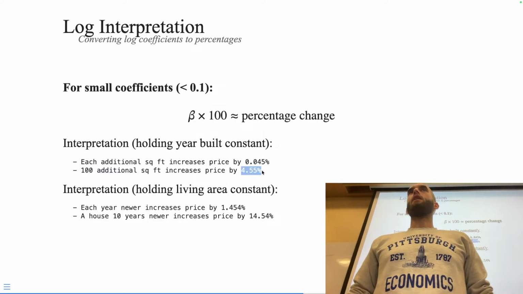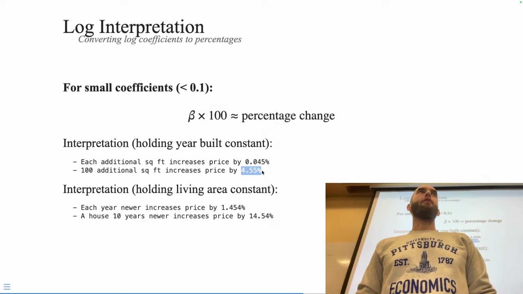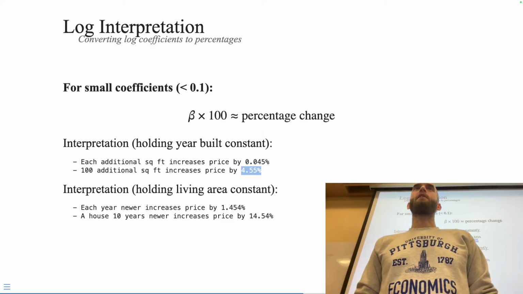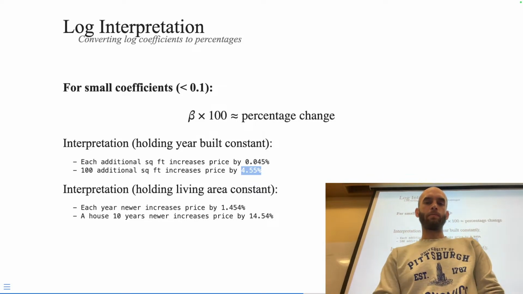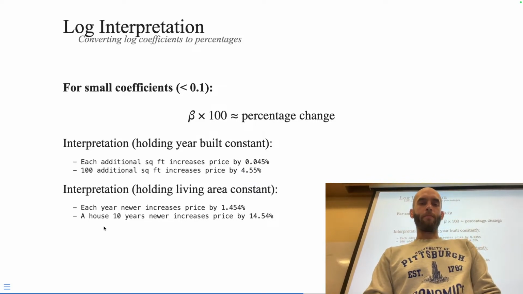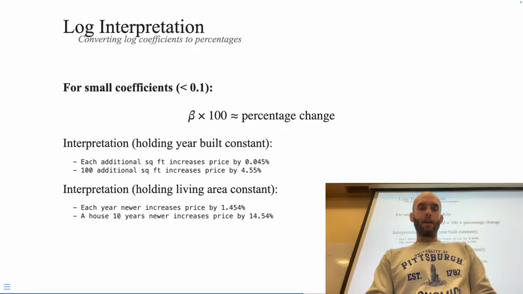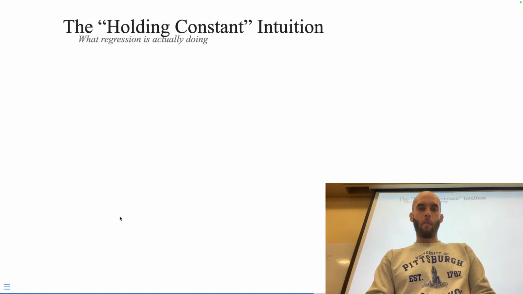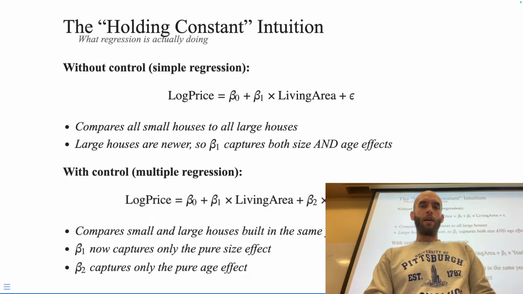So if you increase your house size by 100 square feet, the price of your house is going to go up by, on average, 4.5%, which is pretty big. In terms of the actual value of a house, that's substantial. Okay, and that's nice. So that's essentially what we're doing.